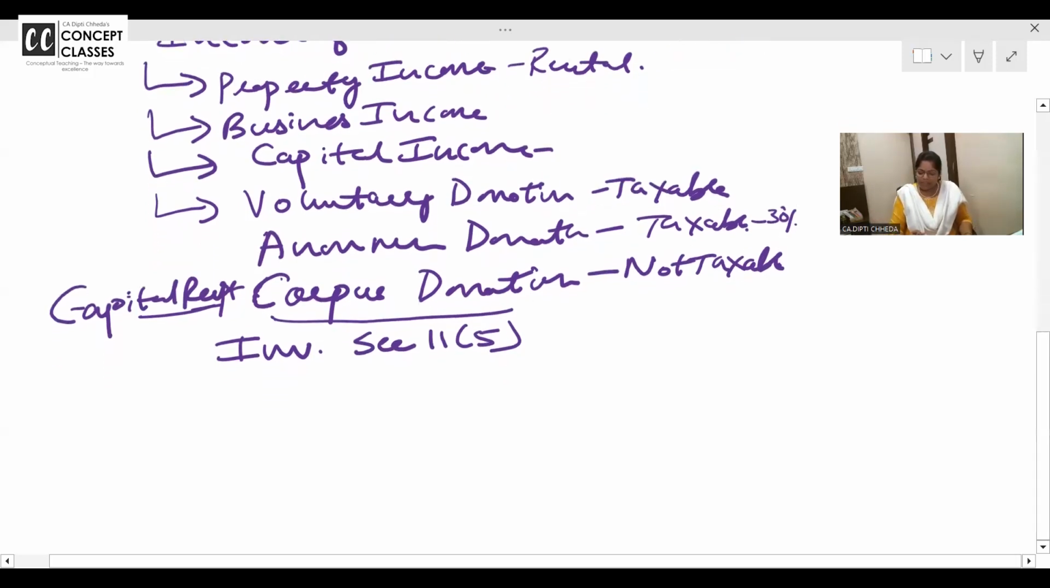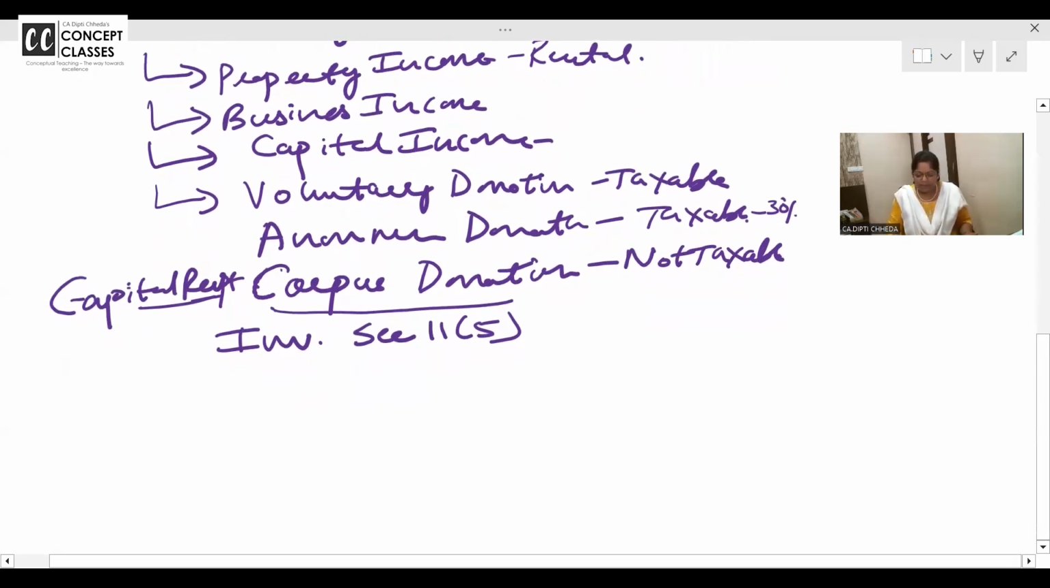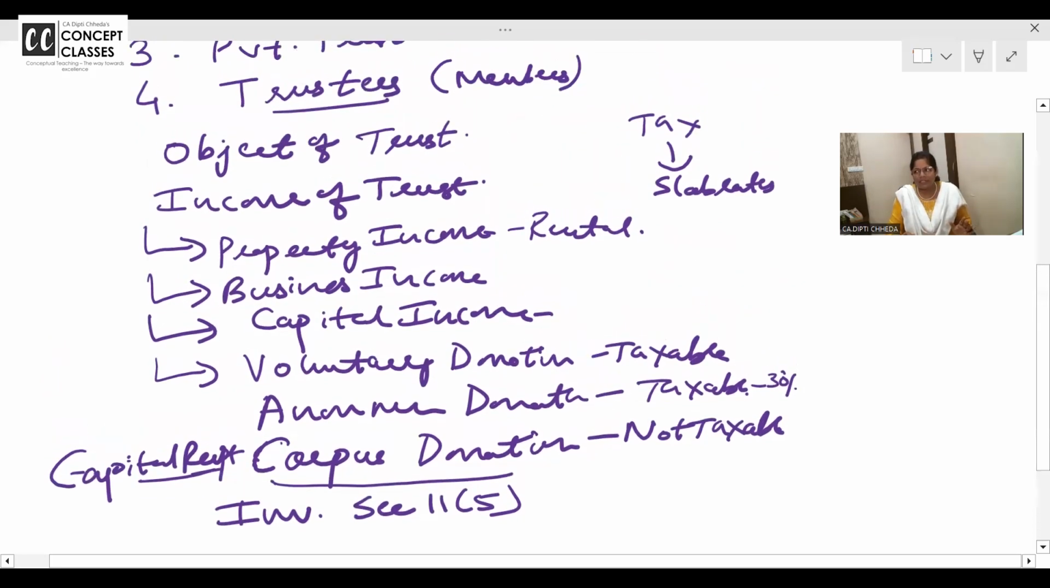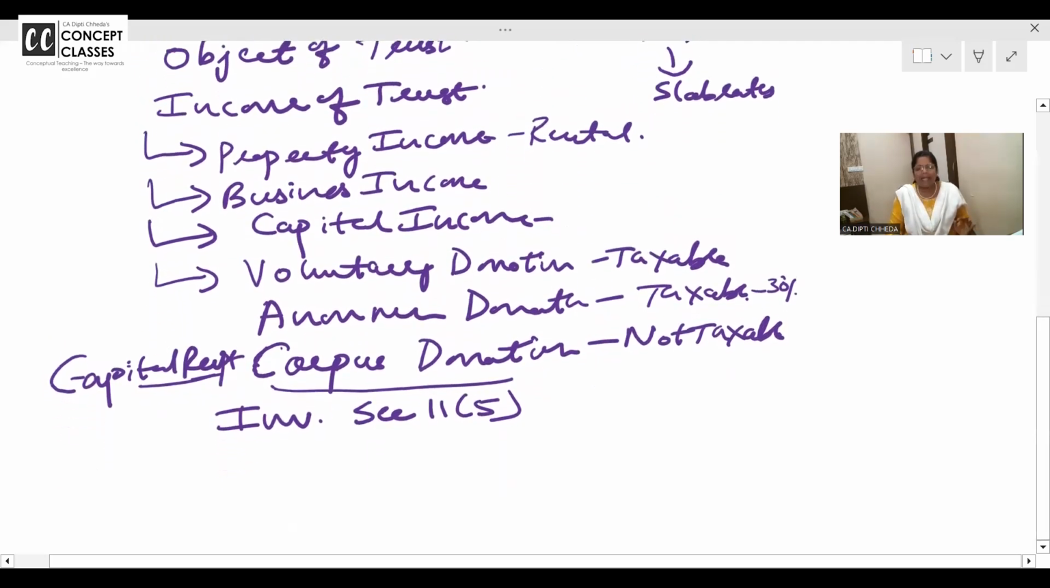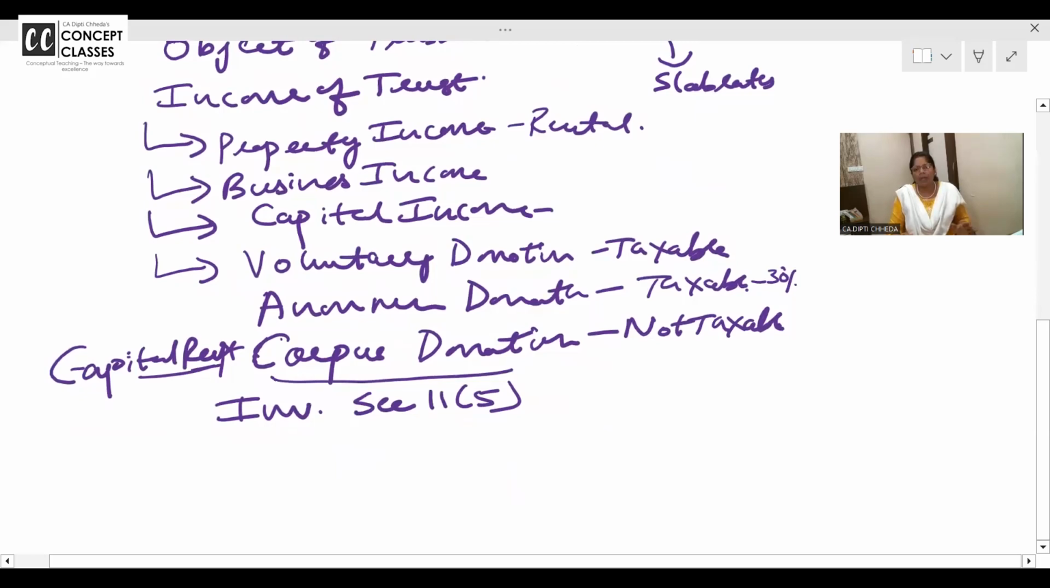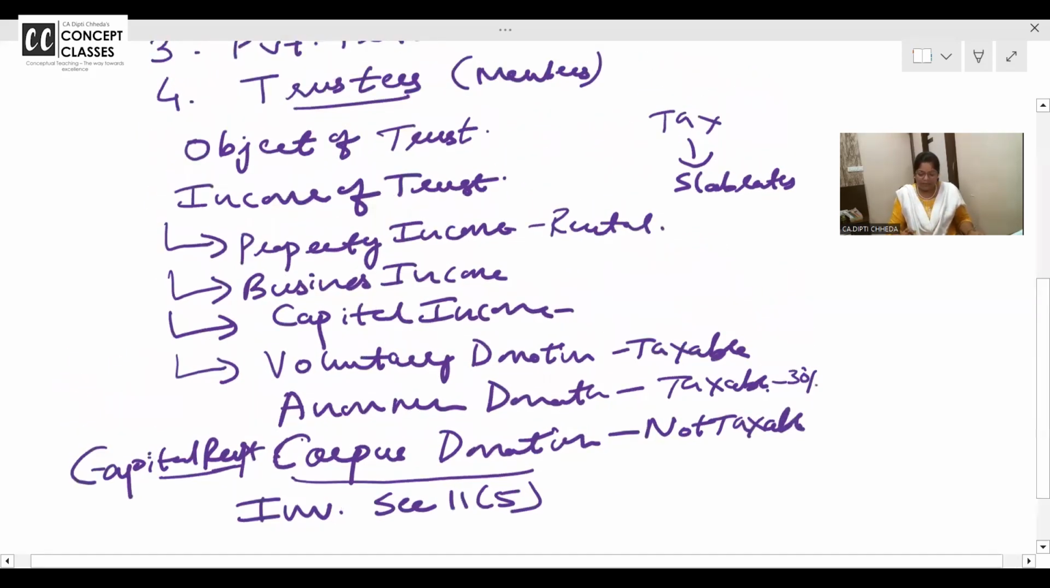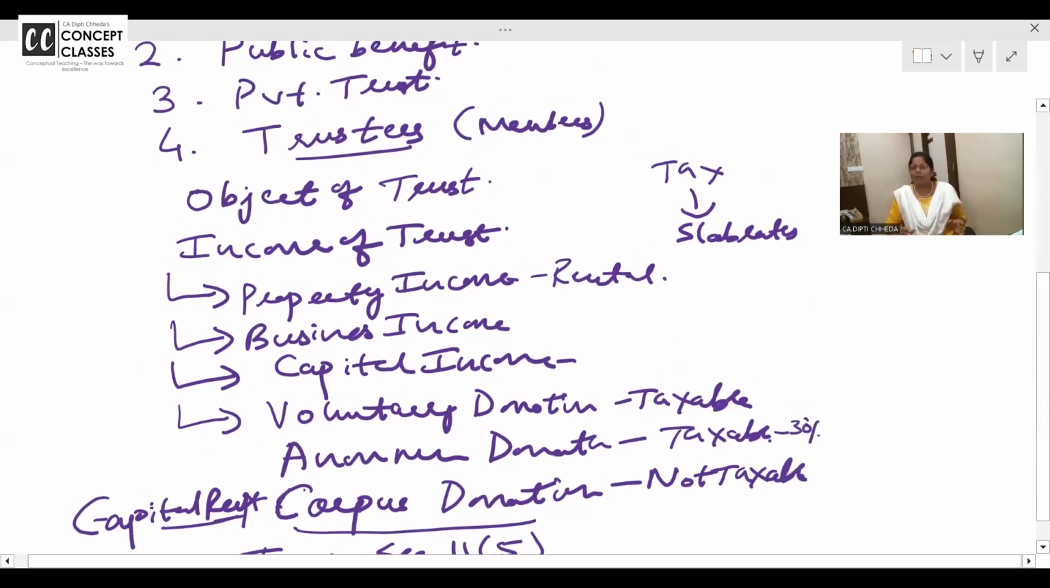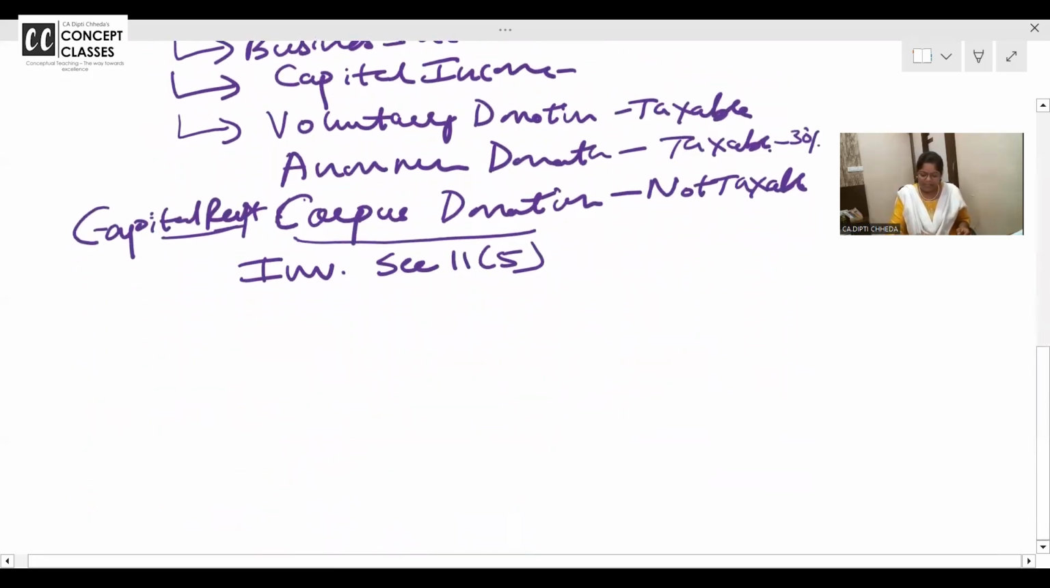So corpus donations are not taxable. Voluntary donations are taxable. And anonymous donations, Gumnam donations, are definitely taxable at a flat 30%. So you all got an idea about what kind of income a trust is getting.